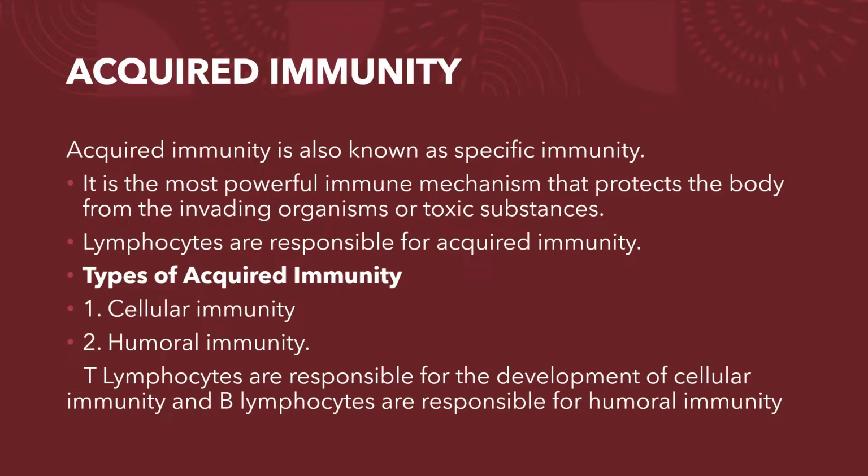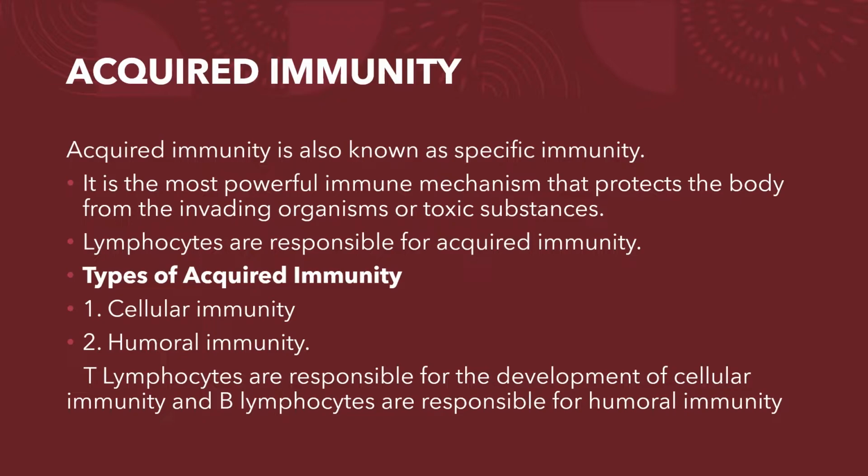Acquired immunity or specific immunity. Acquired immunity is the resistance developed in the body against any specific foreign body like bacteria, viruses, toxins, vaccines, or transplanted tissues. So this type of immunity is also known as specific immunity. It is the most powerful immune mechanism that protects the body from the invading organisms or toxic substances.